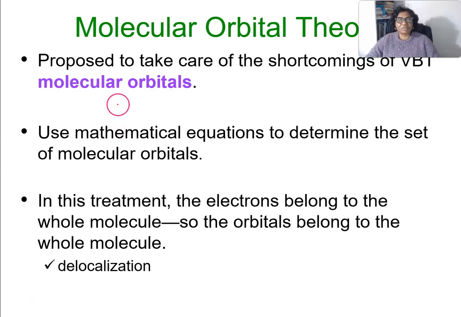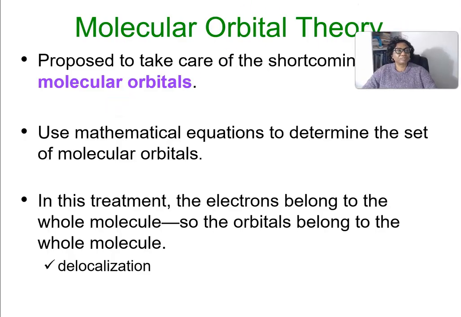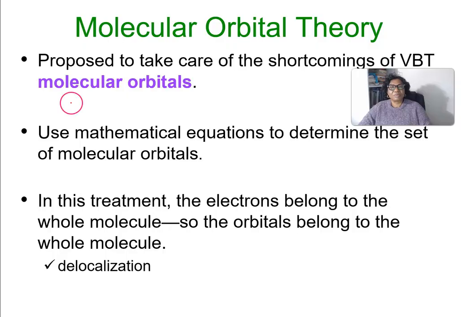Last class we said we are going to continue with molecular orbital theory. Molecular orbital theory was proposed to take care of the shortcomings of valence bond theory. It uses mathematical equations to determine the set of molecular orbitals. In this treatment, the electrons belong to the whole molecule.